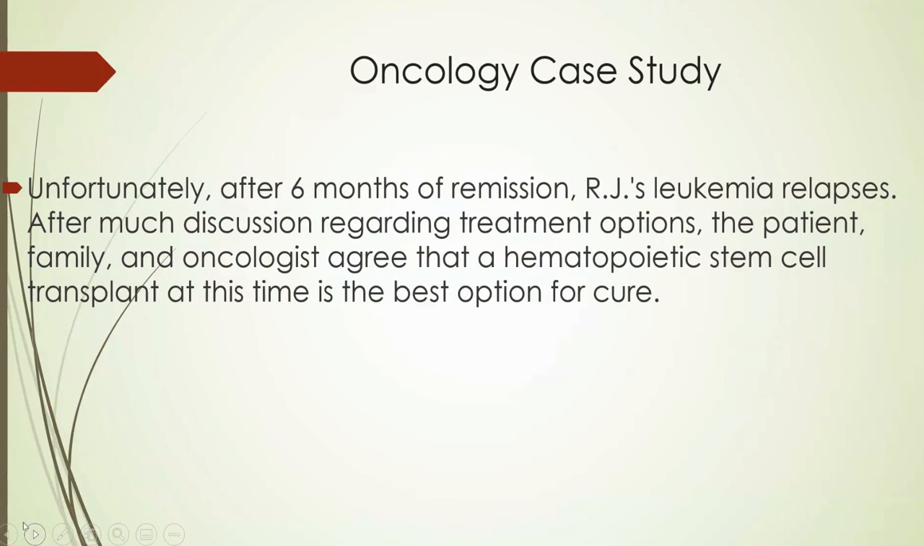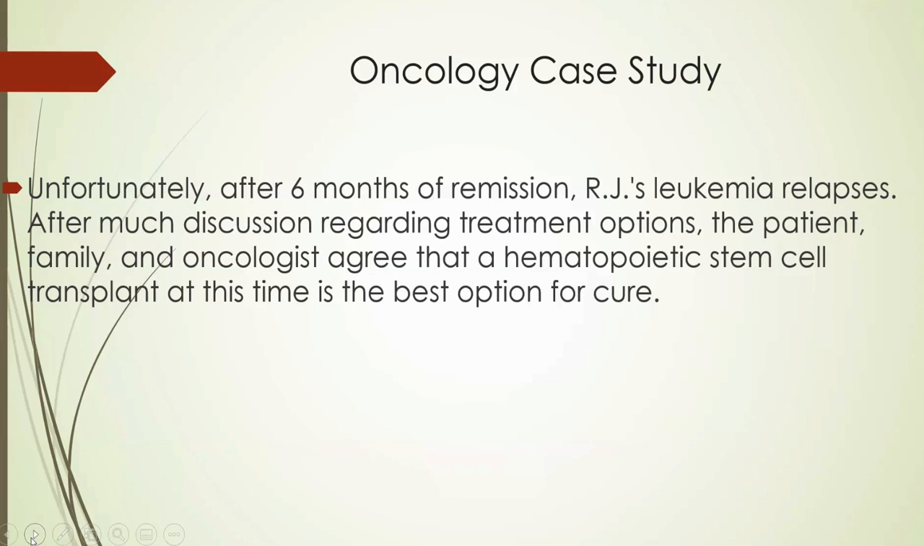So unfortunately, after 6 months of remission, he does have a relapse. He discusses treatment options, and patient, family, and oncologist agree a stem cell transplant is the best option for cure at this point. So if we're going to replace the stem cells, these are cells in the body that can grow into any type of cell. So it's kind of rebooting his immune system.